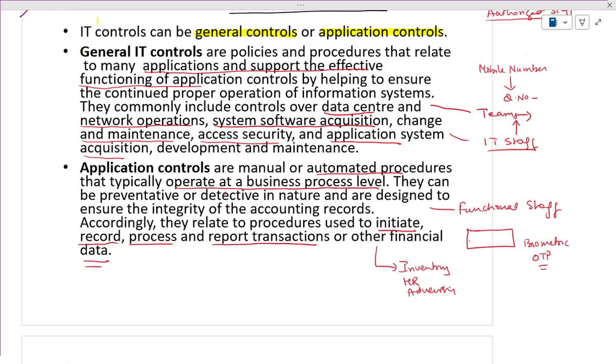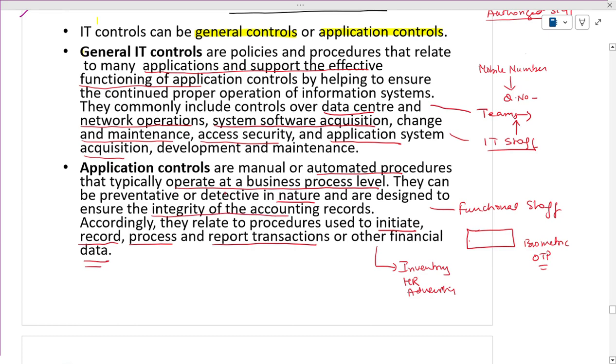At the business process level, what you are doing is credit, it is an application control. You only have restricted access. Can you access the entire system of the bank, the entire system of the company? We cannot do that, so we have restricted access. They can be preventive or detective in nature, and also designed for integrity.